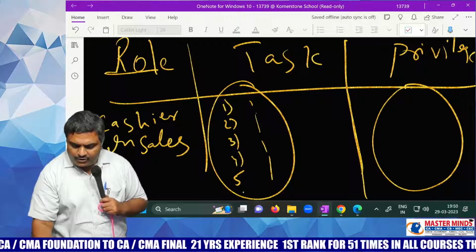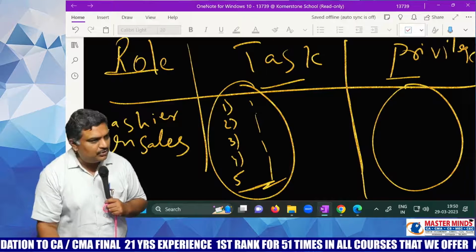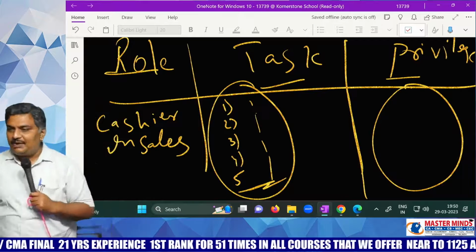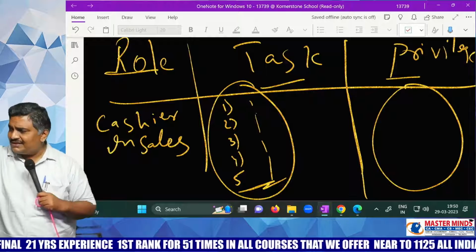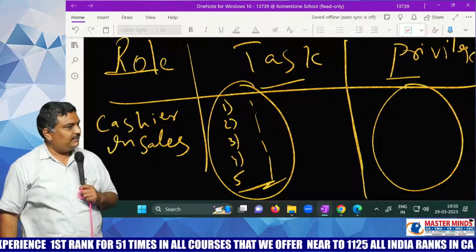How many tasks does he have to do? See, these tasks and privileges are fixed, and roles are also fixed. I will just ask you, what is your role? Sir, I am a cashier in the sales department. Cashier in sales department. Tasks, 5 tasks, 10 privileges. Give the access. In that way we will give. Okay.